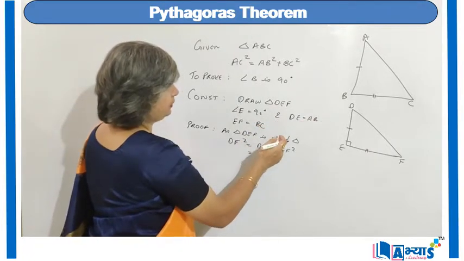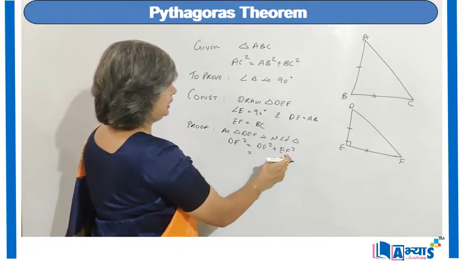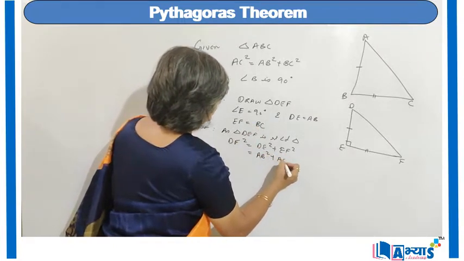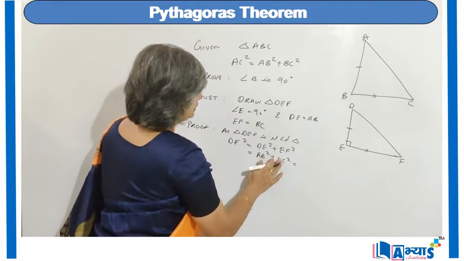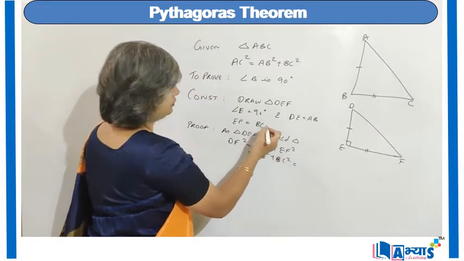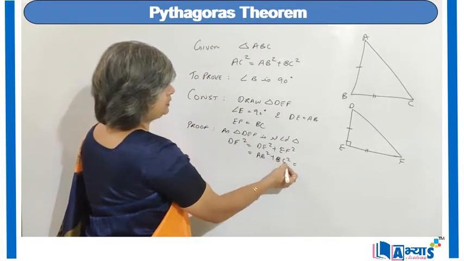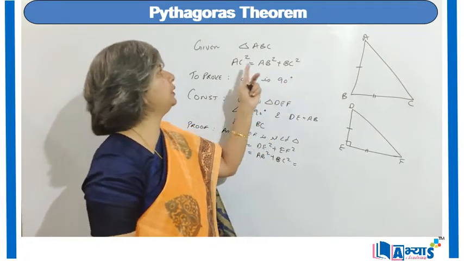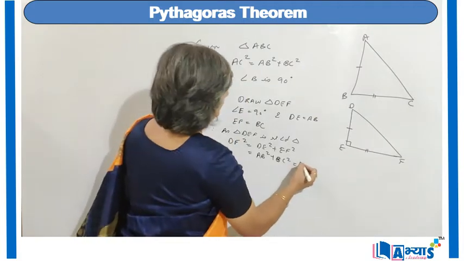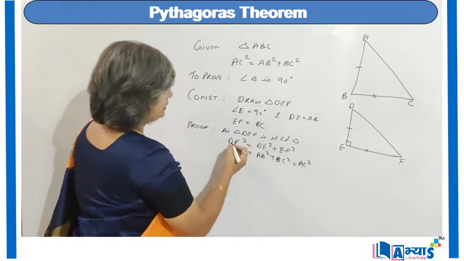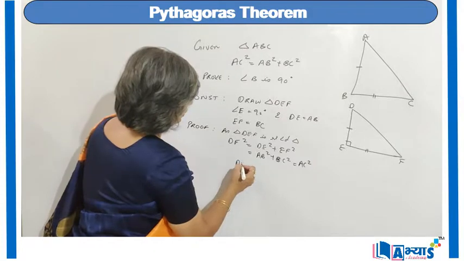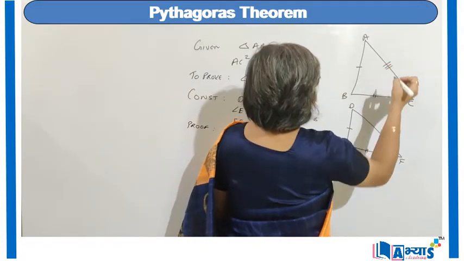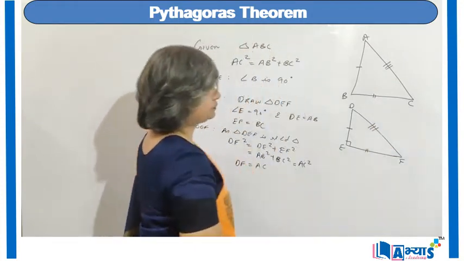So instead of replacing DE with AB and EF with BC, I get AB square plus AC square, and I know BC square because EF is equal to BC, so AB square plus BC square. But it has been given to us that AB square plus BC square is equal to AC square, so it will be equal to AC square. That means DF square is equal to AC square, or DF is equal to AC. That means this side AC is equal to DF.